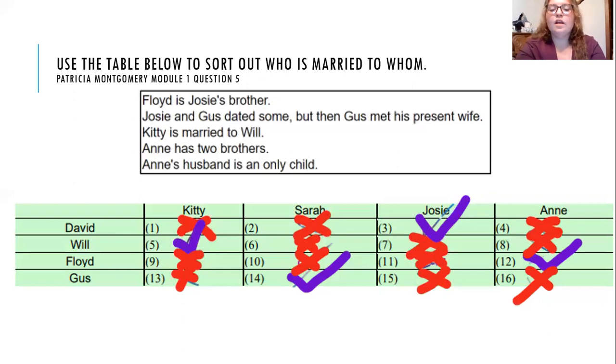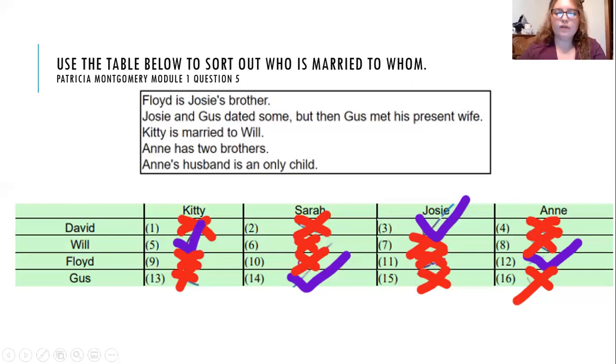Now that shows us under the Josie column, 3 X's and a blank spot. So now we automatically know that Josie is married to David. So now we can put those X's in on Josie and on David. So then that's Josie and then that's David. And so then we're going to use these next 2 clues to find out that Sarah and Gus are married and that Annie and Floyd are married.